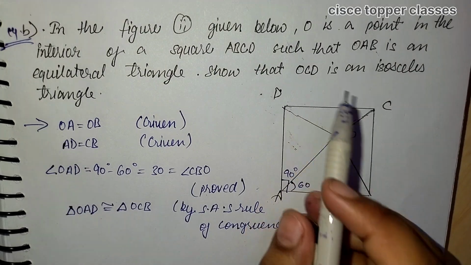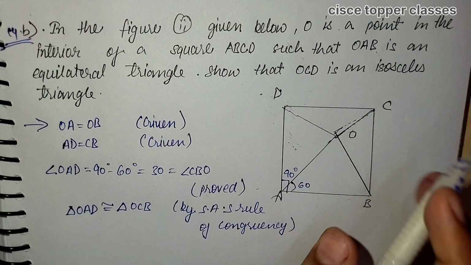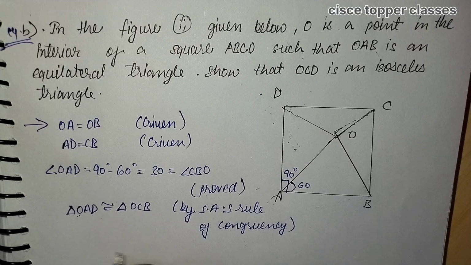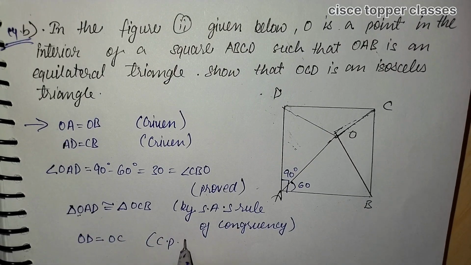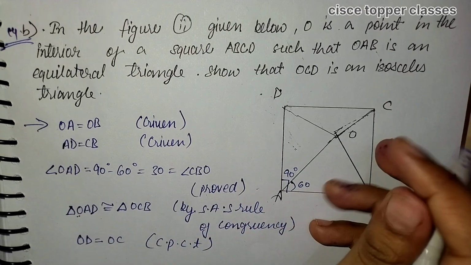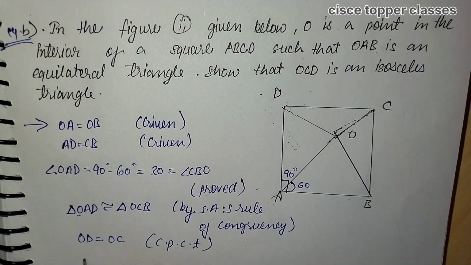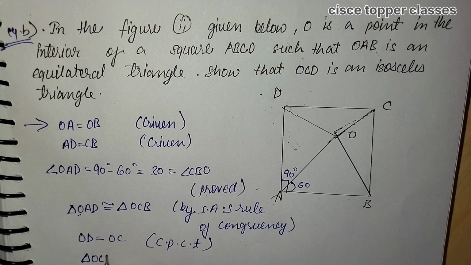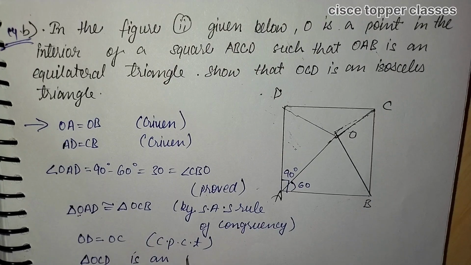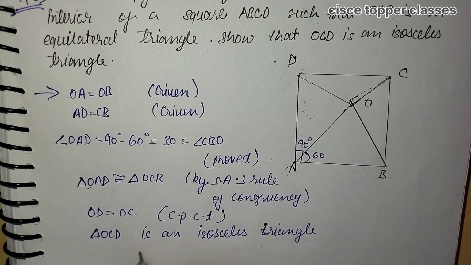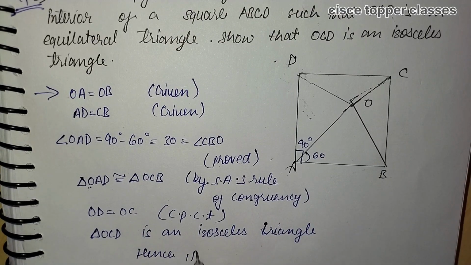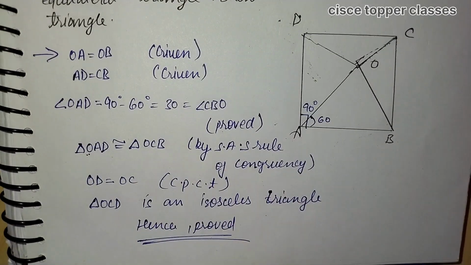And we have to prove that OCD is an isosceles triangle. So from here we can say that OD is equal to OC by CPCT, and hence we have OC is equal to OD. Hence this triangle OCD is an isosceles triangle here. Hence proved. Hence proved from here. So this is the final answer.